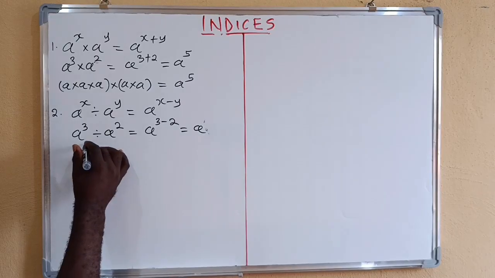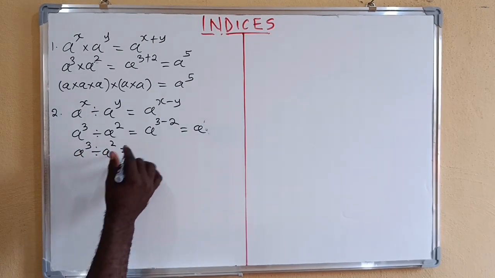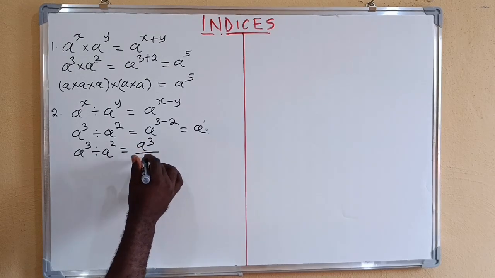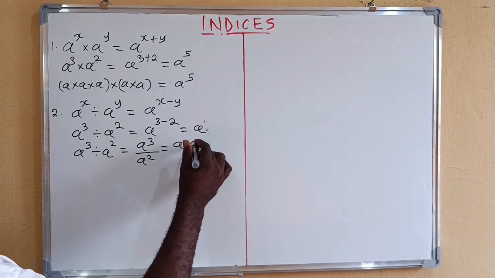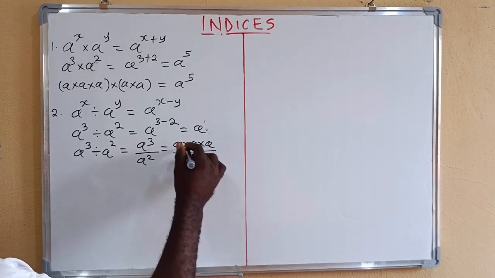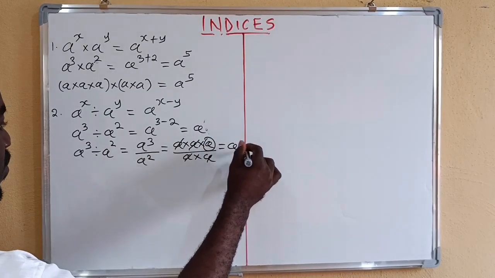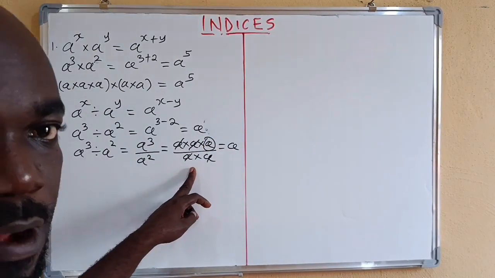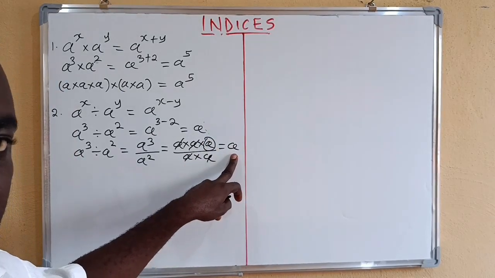Now, if I use the normal division method to express this, I still have a^3 divided by a^2. a^3 is a times a times a, and if I divide it by a times a, I take these two a's down, and this a will remain. So whether I use normal division or the laws of indices, I will still have my result.